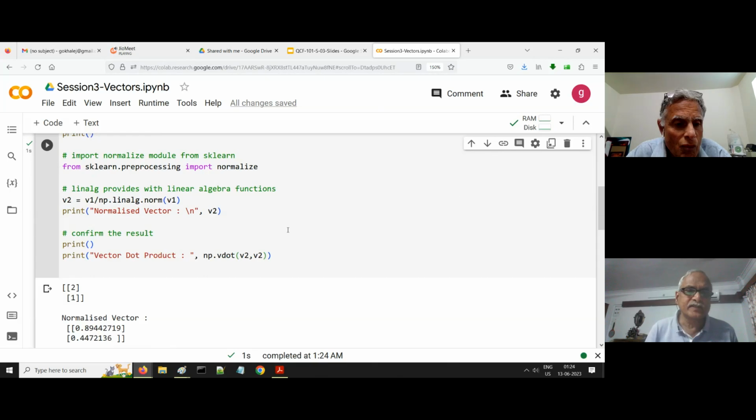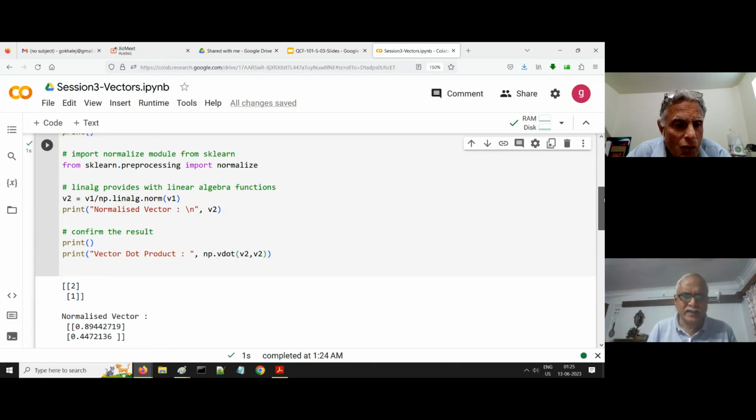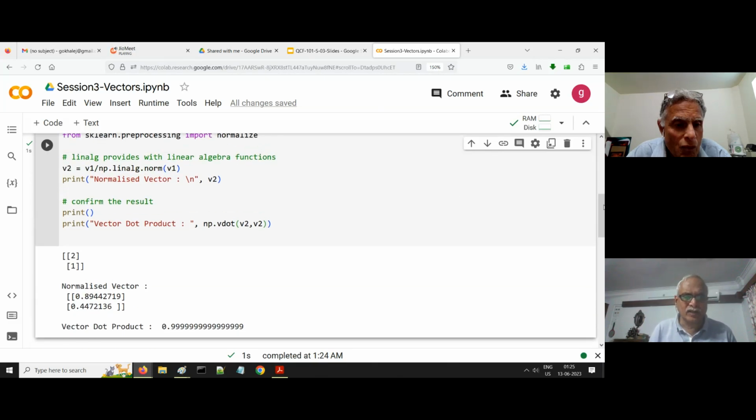So as a confirmation, I'll just take a dot product of V2 with itself, and that should be nearly equal to 1. Exactly, it might not be exact because of numeric computations. There would be a slight error there. So if you look at the vector dot product, you will see it is equal to 0.9999, which is nearly equal to 1.